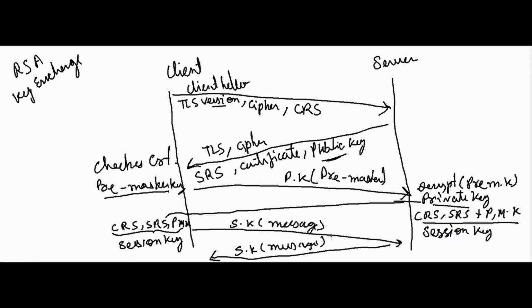When this complete TLS handshake has been done, further communication happens and all the data being passed to each other is encrypted using these session keys. So this is all about how HTTPS works. There is one more key exchange algorithm, the Diffie-Hellman algorithm, which we are going to discuss in our next video.